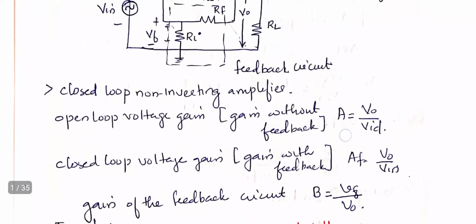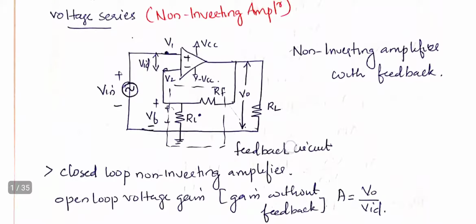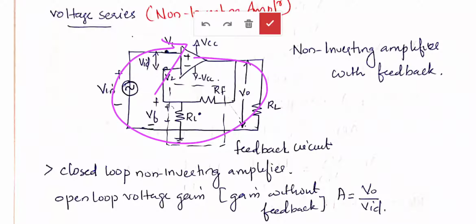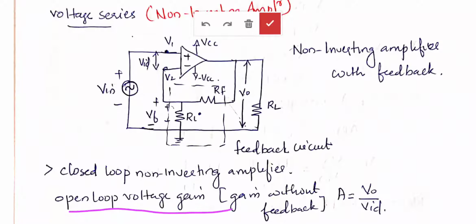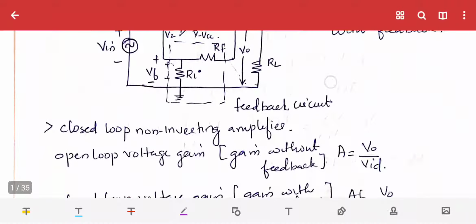So first one is the closed loop non-inverting amplifier. It is a closed loop. You can see the circuit is closed, right? There is a loop. So it is a closed loop non-inverting amplifier. What is the open loop voltage gain? Gain without feedback. If you are not considering all these things, gain without feedback is nothing but output voltage VO divided by input voltage VID. So open loop voltage gain A is equal to VO by VID.